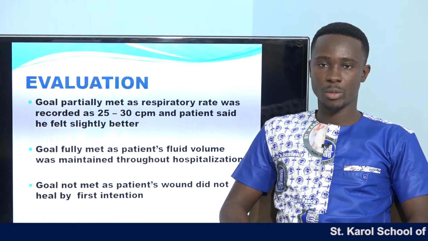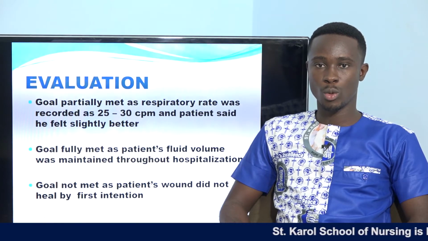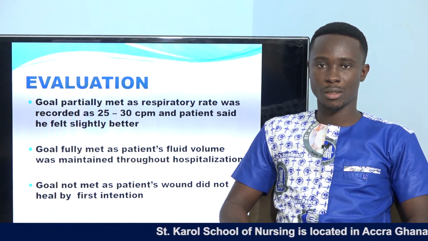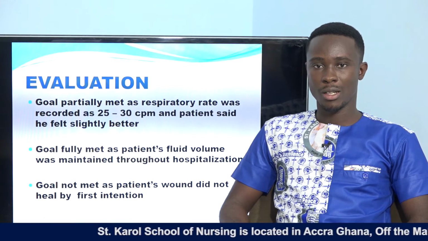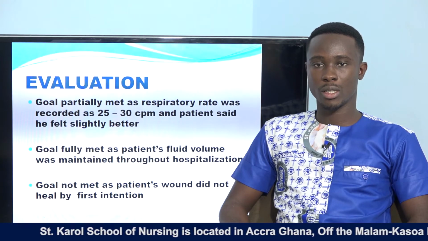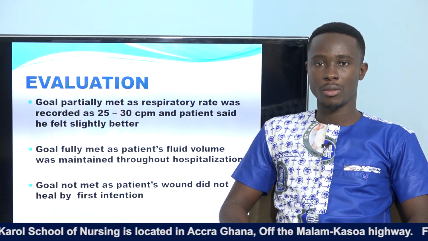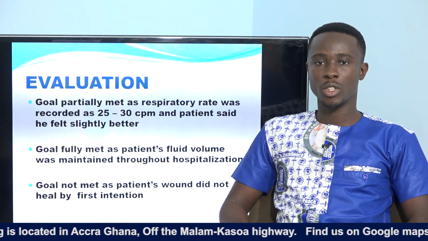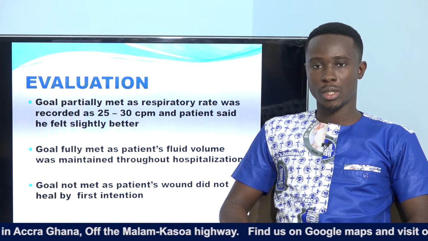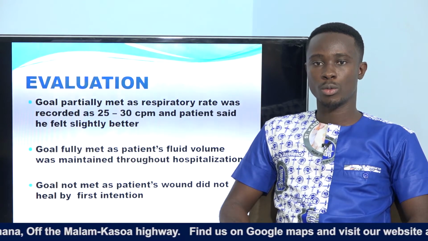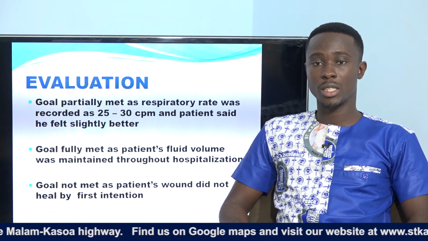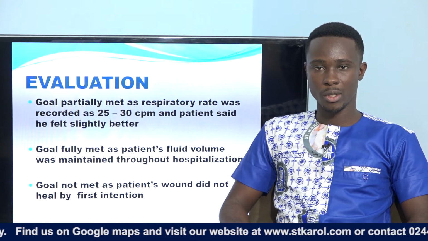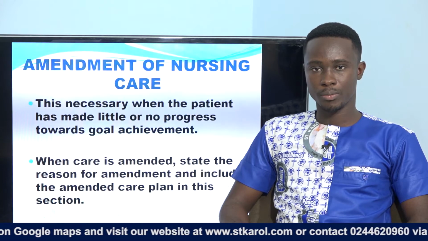So these are some examples of evaluation statements. Goal partially met as respiratory rate was recorded, so recorded, making it past tense, as 25 to 30 cycles per minute, and patient said he felt slightly better. And goal fully met as patient's fluid volume was maintained throughout hospitalization. Goal not met as patient wound did not heal by first intention. These are evaluation statements, and they are all in the past tense.